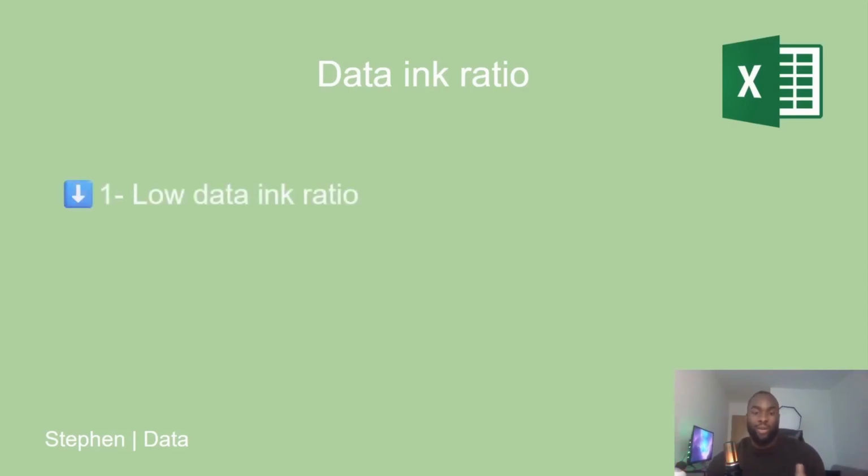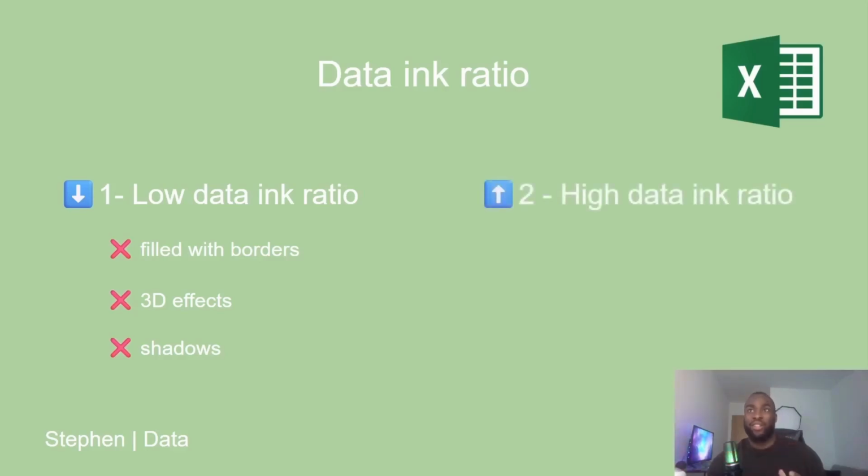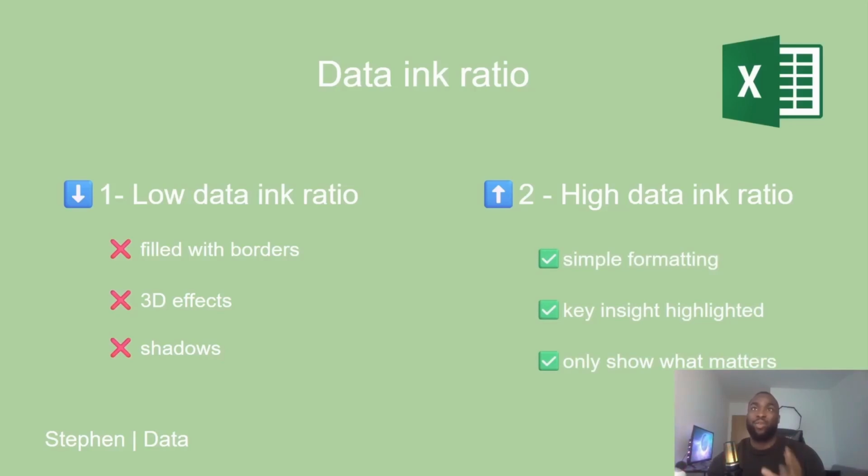A low ink ratio means your chart is cluttered and bloated. So, it's filled with borders, or there's 3D effects, there's an overuse of shadows, and that fluff isn't going to help anyone. Now, a high data ink ratio means most of your visuals are used to display the actual insights. So you're applying simple formatting, you're highlighting the key insights, and you're only showing what matters. The goal is to increase the data ink ratio when designing the dashboard. So you want a high data ink ratio, not a low one.